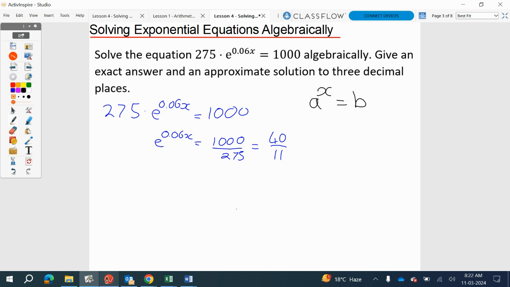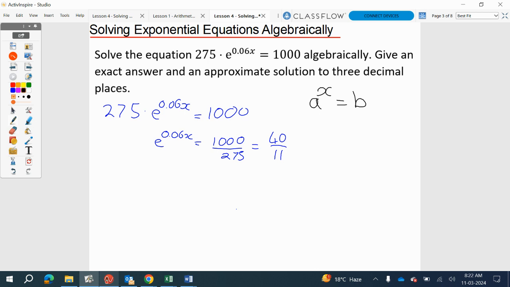The new step that we're going to do is we can rearrange this. There's two steps here. We can rearrange it by using the definition of the logarithm, or my preferred way is to take logs of both sides. So I'm going to take logs of both sides of the equation. It's going to look like this.